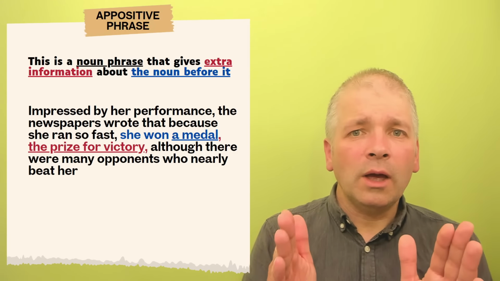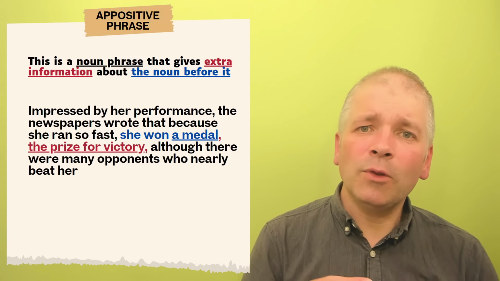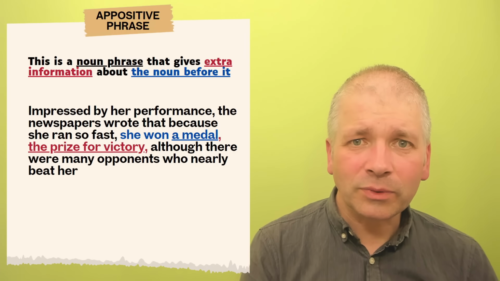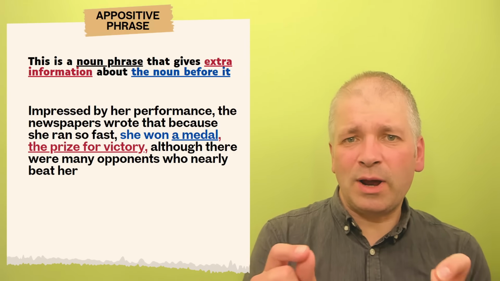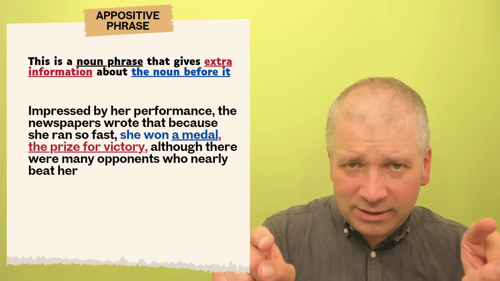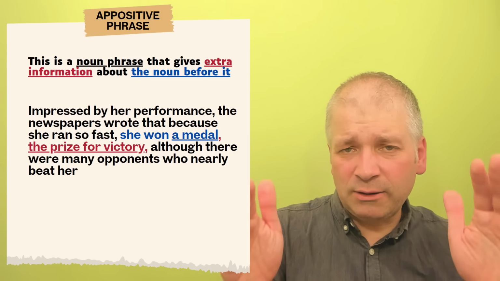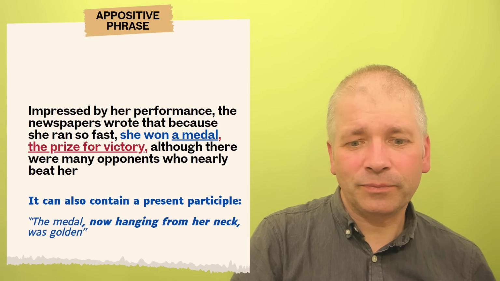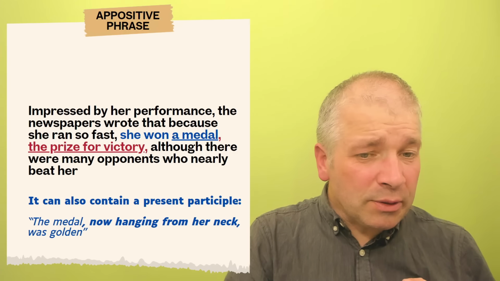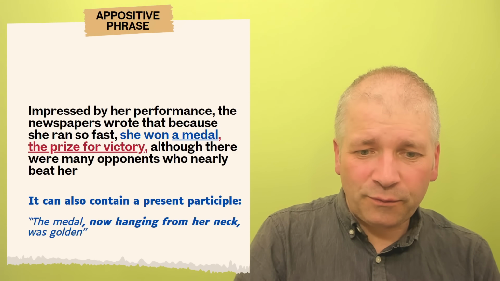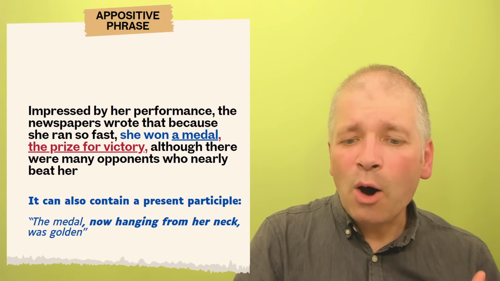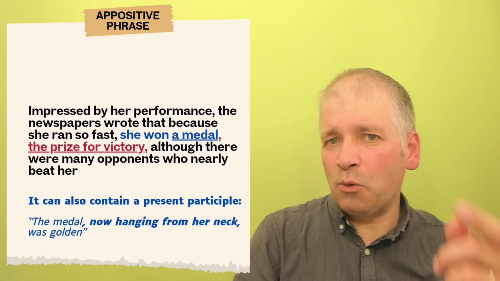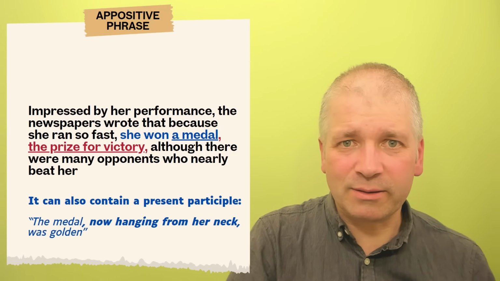If you were not sure, if the reader or listener understood the medal, or if you wanted to emphasize a feature of the medal that you think is important, then you can add this appositive phrase, a little noun phrase separated from the rest of the sentence by commas coming immediately after the noun you want to describe. It is possible to use a present participle in this appositive phrase. For example, the medal now hanging from her neck was golden. It has the same effect. It tells us more about the medal. Here it tells us where it is.